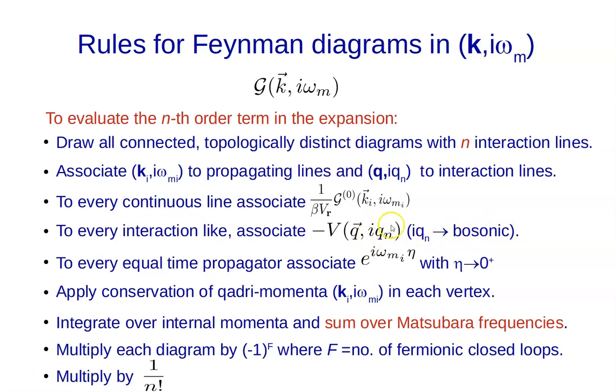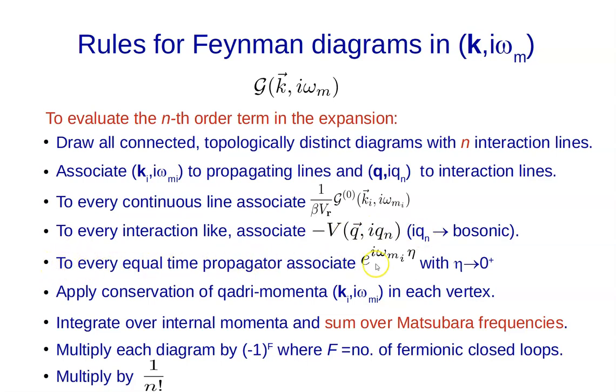At each vertex you are creating two fermions. So overall, you are adding two odd frequencies, so at the end of the day, you get an even frequency. This is why it is bosonic. If you conserve the frequencies in the vertex, the difference or the sum of two odd numbers is always an even number, right? So that's why you get these to be bosonic.